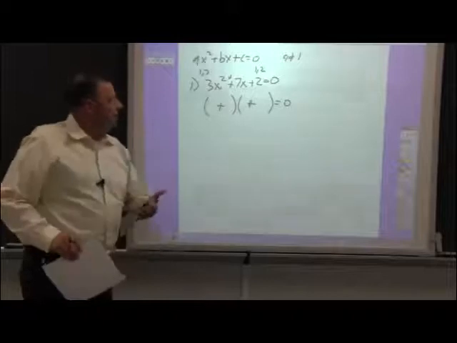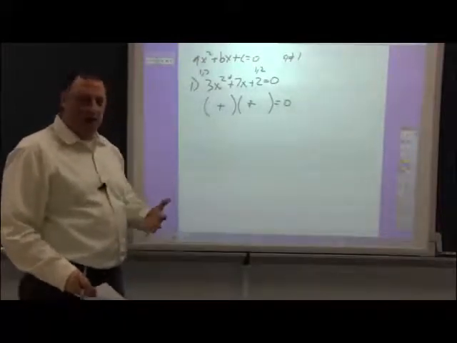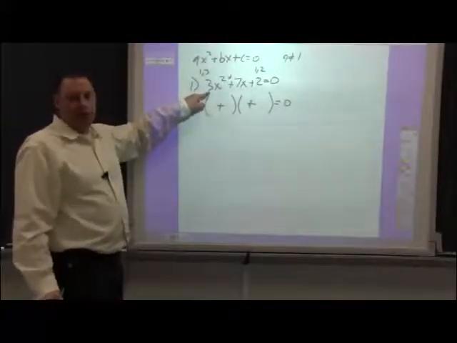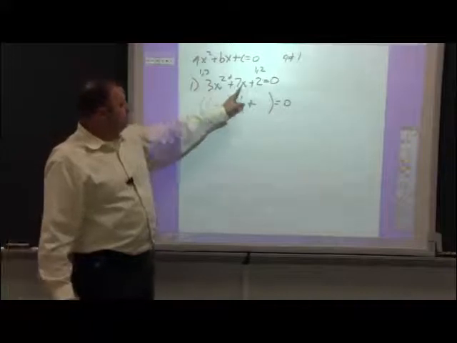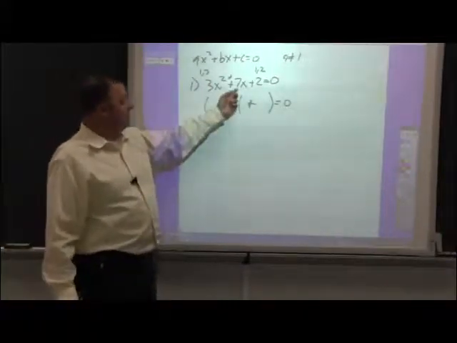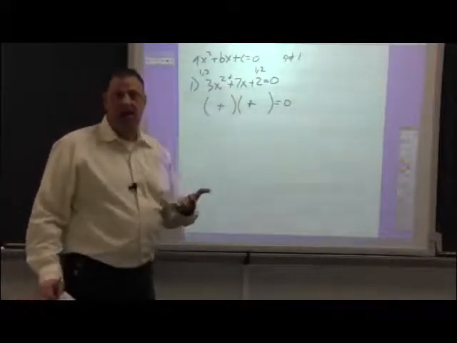Now also, how do you know it's these difficult type? How do you know it's a guess and check situation? Well, we look at that first term, the leading coefficient, the 3. Does it go into the other two terms? No. 3 doesn't go into 7 evenly. It doesn't go into 2 evenly. So that means you're going to have the tough situation, this guess and check.